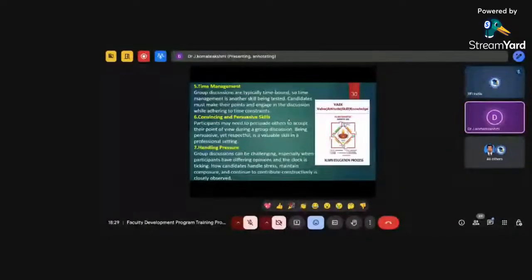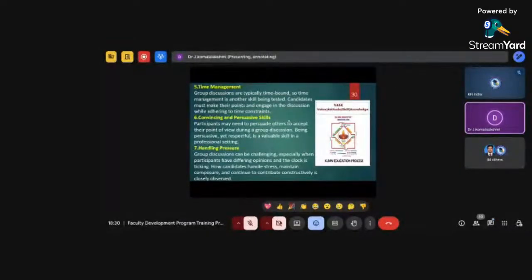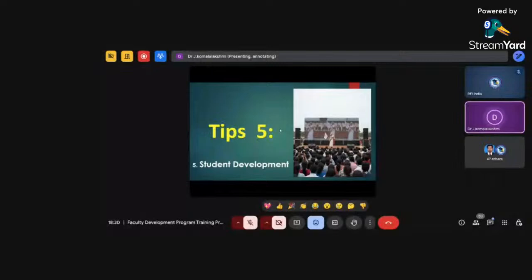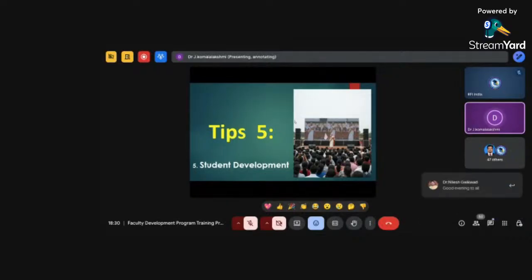So time management, they will be learning that skill they develop, and then a persuasive skill they will be developing, then convincing, and then handling pressure they will be learning. These are all self development. So when we become a part of a group discussion, we will be knowing all these things. So student development, how we are deploying this intern to student development is one part.